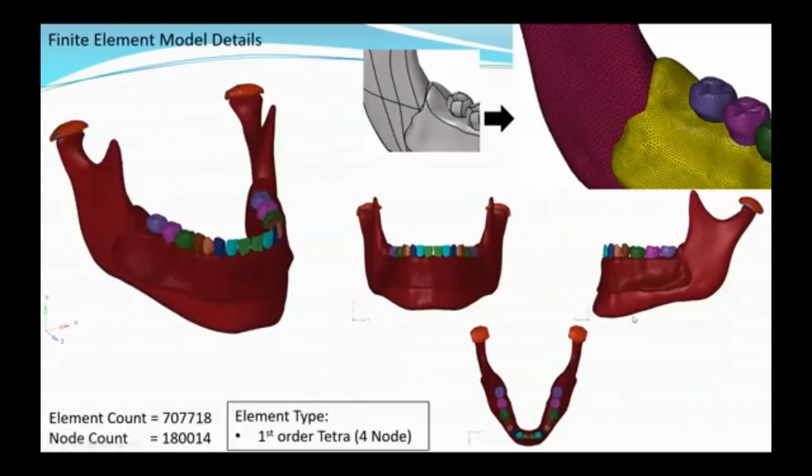Once we model the geometry, it is in the form of infinite degrees of freedom. So that infinite model is converted into a finite element model by using different meshing technologies. Typically there are two types of meshing practices: one is manual meshing and the other is auto meshing.